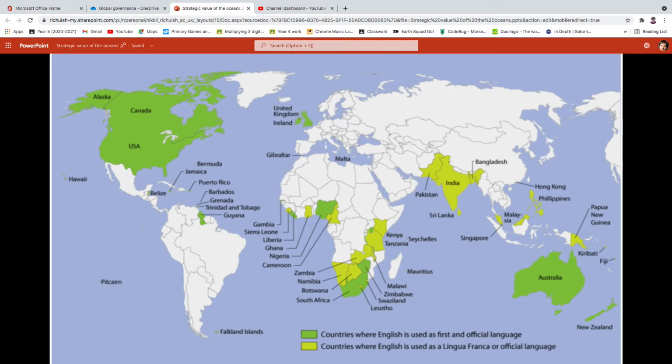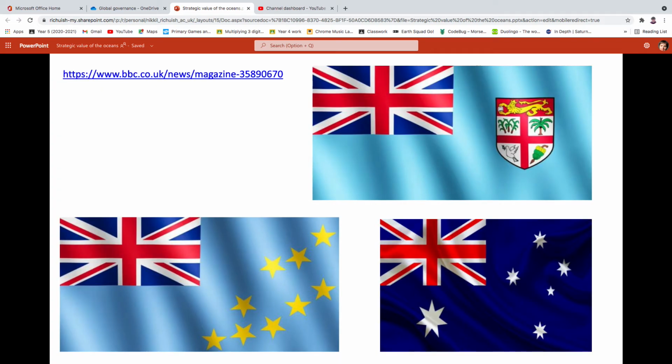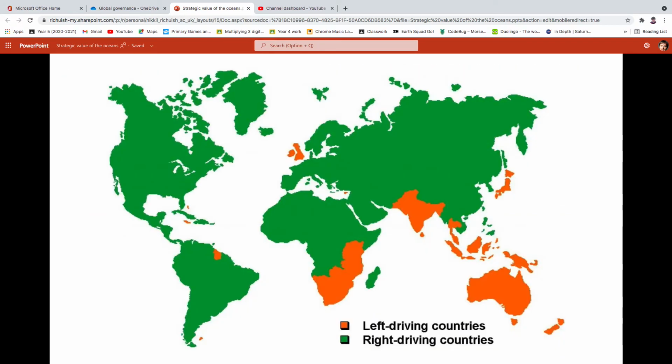You could use language. Many Commonwealth countries still have English either as an official language or a language that lots and lots of people speak. So you could do that one. Flags, if you're a bit of a flag geek, then quite a few Commonwealth countries will have a Union Jack as part of their flag. So you could talk about flags.